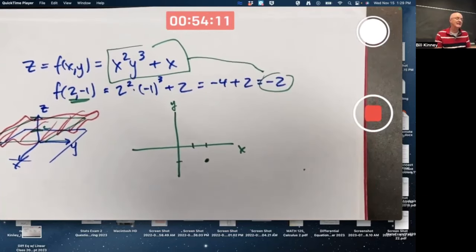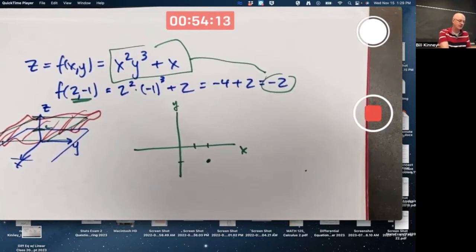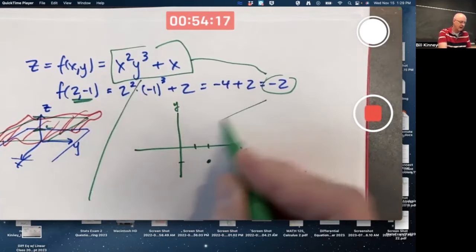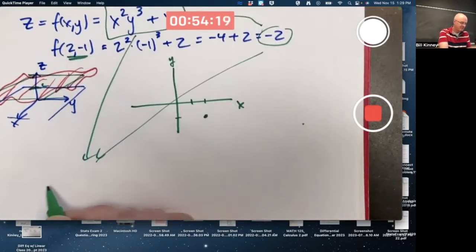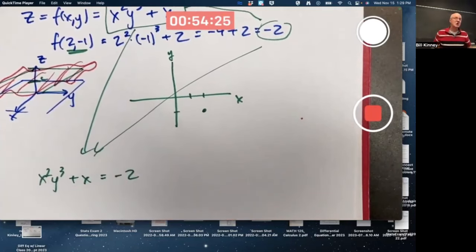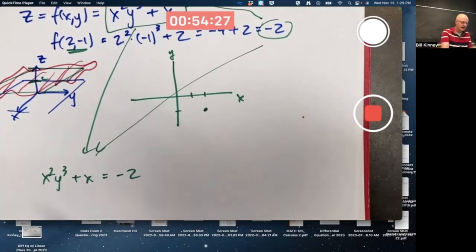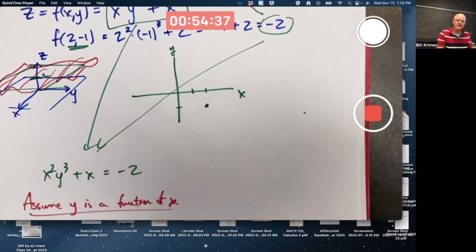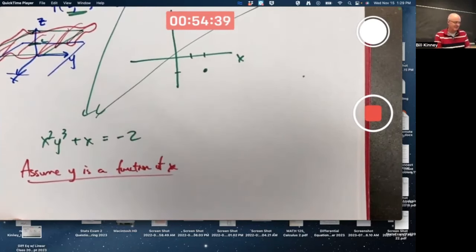So let's just go ahead and assume that's the case and use implicit differentiation to try to find the slope there. Take this equation. I'm going to rewrite it again. x squared y cubed plus x equals -2. And assume y is a function of x near the given point. Assume that.